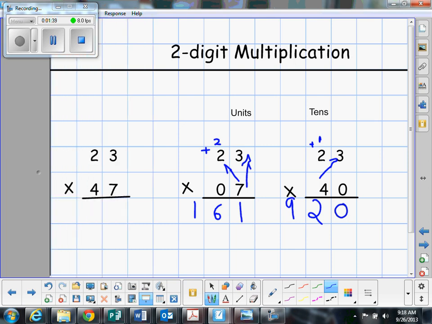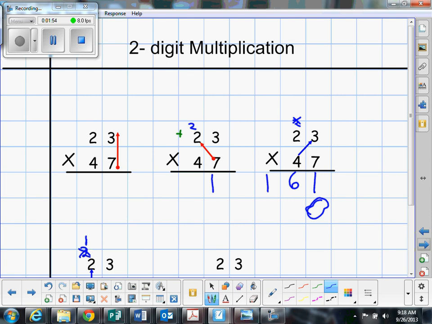That's essentially what you're doing when you're doing 23 times 47. Okay, I'm going to break that down. You're doing 7 times 23, and then you're doing 40 times 23. That's what this question is. And we're going to look at that further.